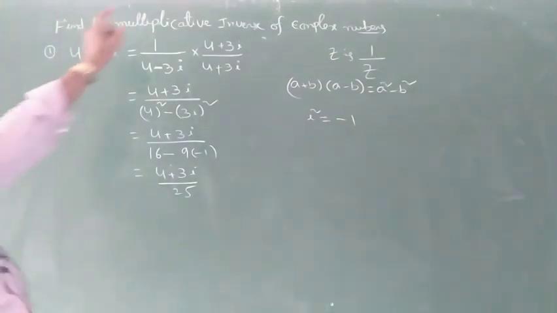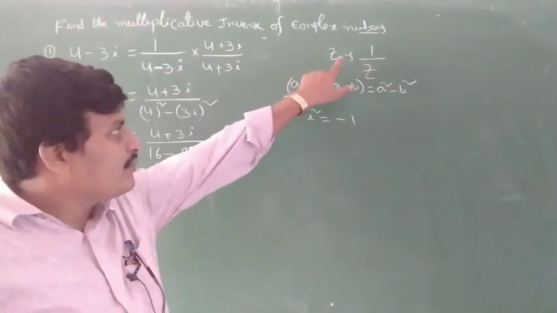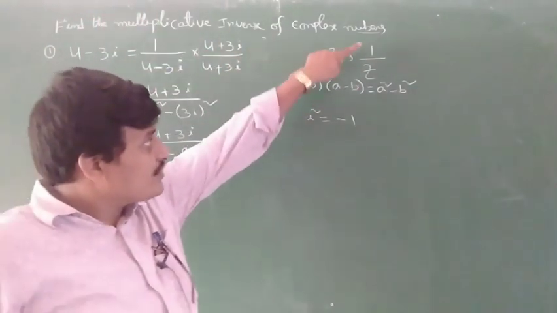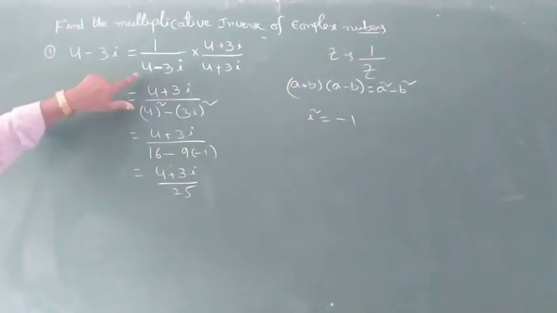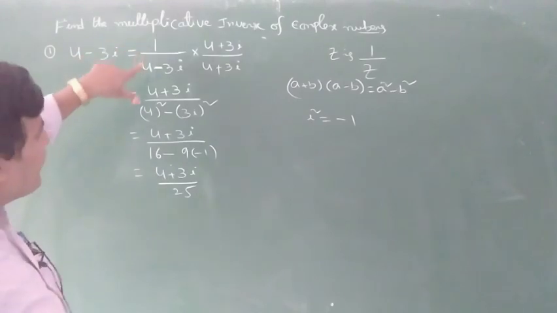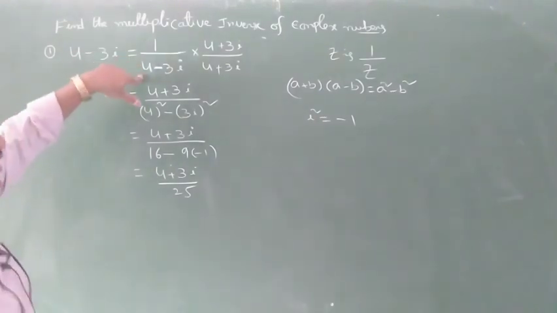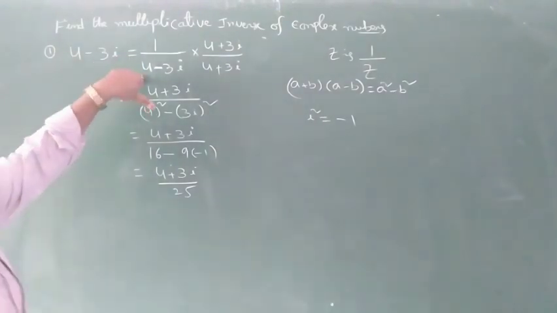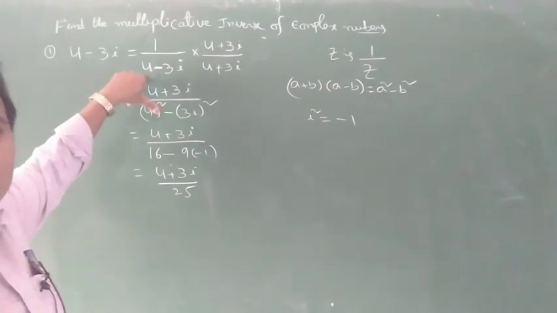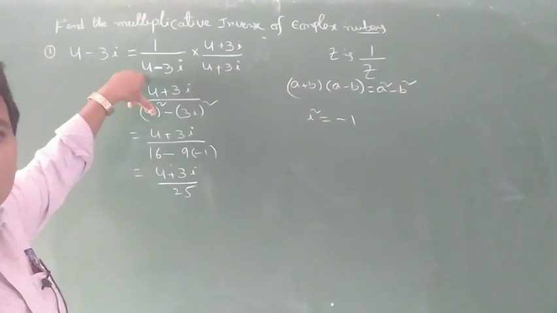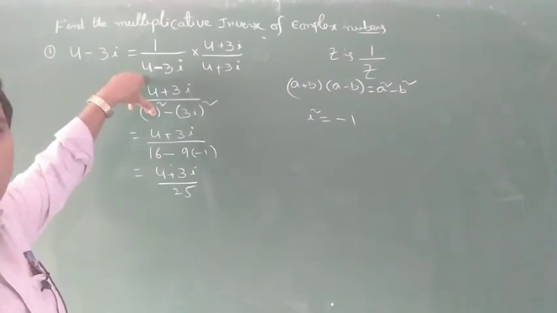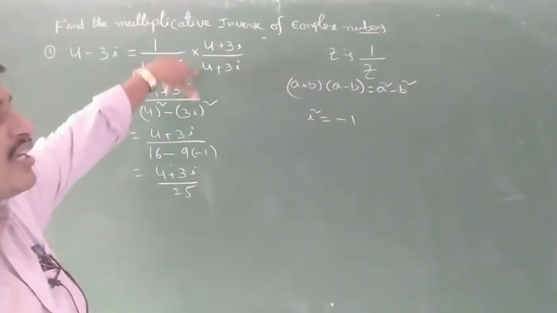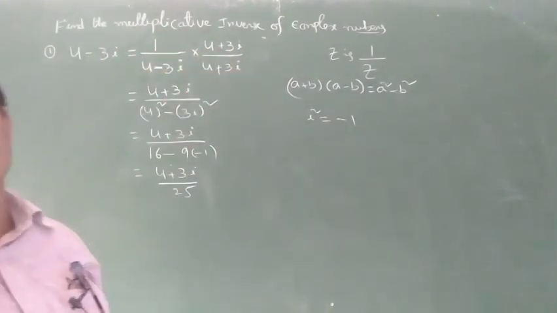Okay, once again, the multiplicative inverse of z is 1 by z. In this 1 by z, in the denominator, there should be no i terms. No i terms, no minus, no root values should be there. For that, you have to do rationalization.